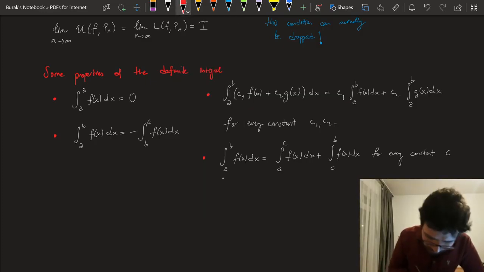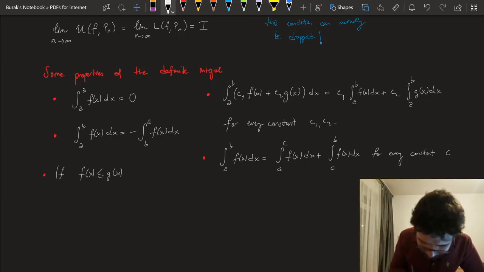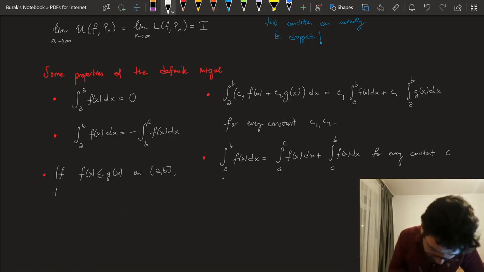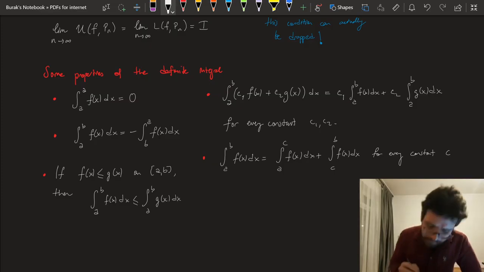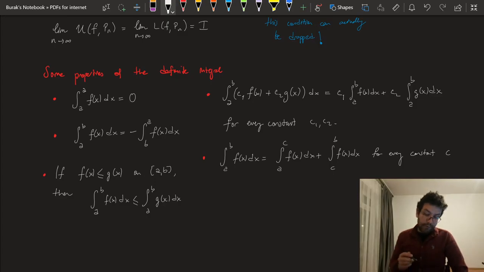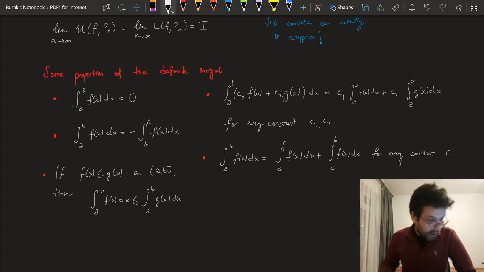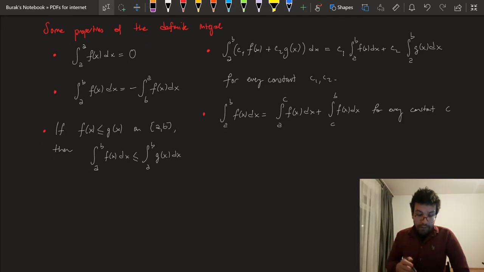And this one almost follows from the definition. If f of x is less than or equal to g of x on AB, then the integral of f over AB is less than or equal to the integral of g over AB.